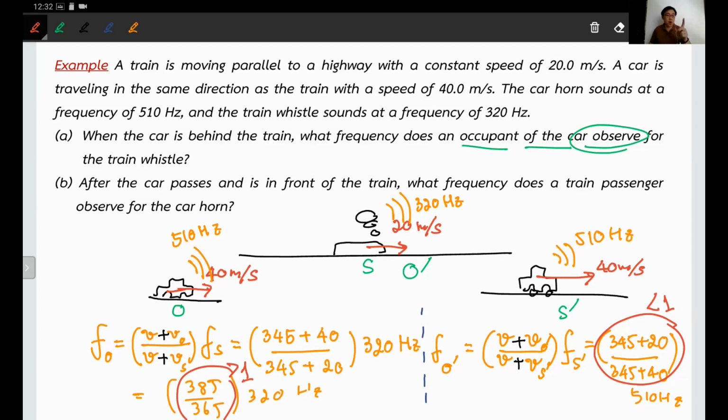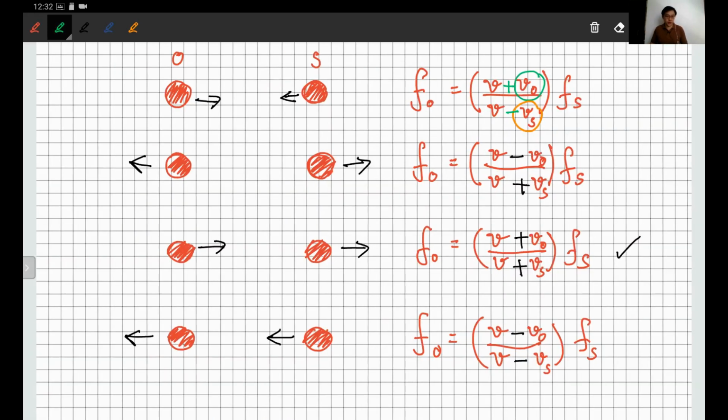Right? Because you always have to figure out the direction of both observer and the source. Okay, but the observer, you will be focusing on the numerator part. And for the source, you are focusing on the denominator part. Okay, you have 4 cases over here.